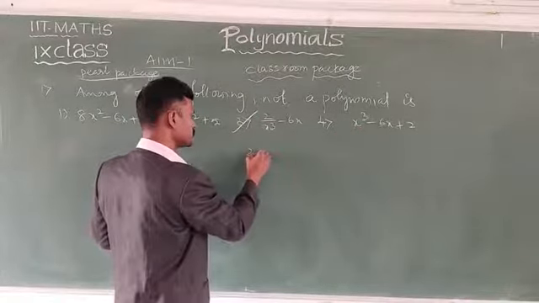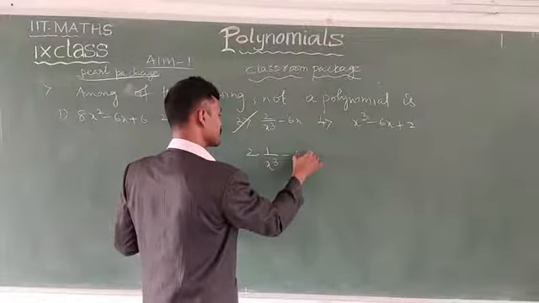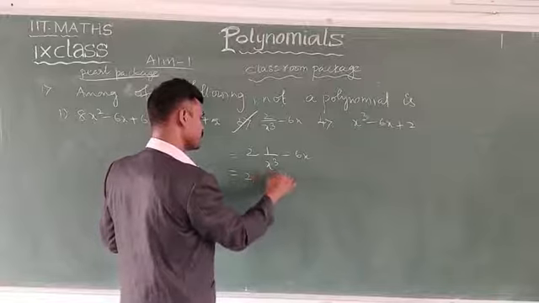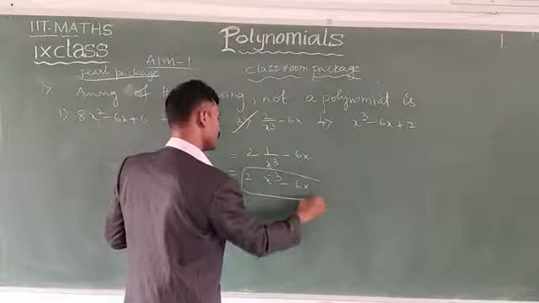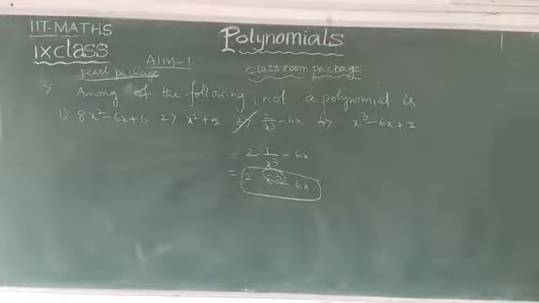Why? Because 2 into, this is written as x to the power of 1 by 3, then 6x. Again this is rewritten as 2 into x to the power of minus 3 minus 6. Now this is a negative power, that's why this is not a polynomial. Note down.